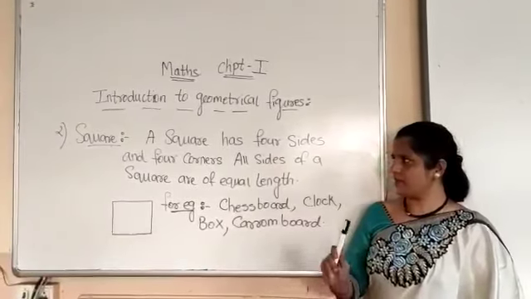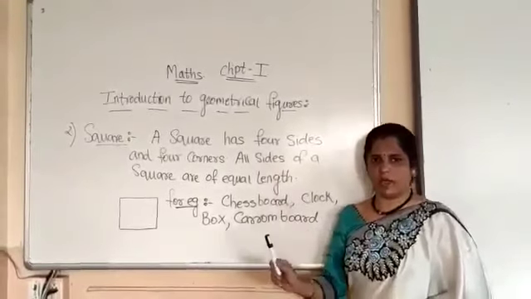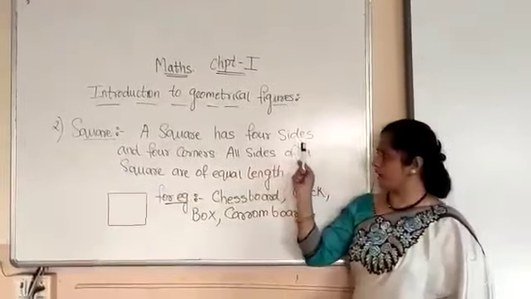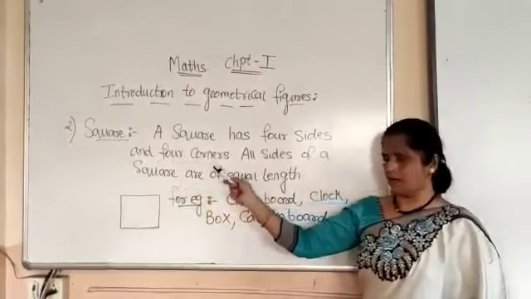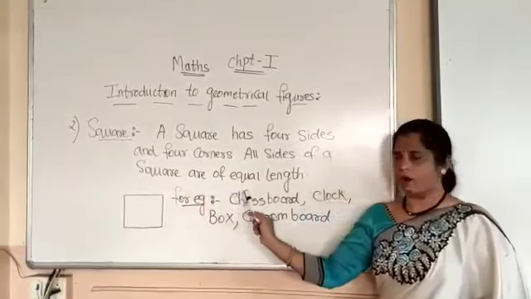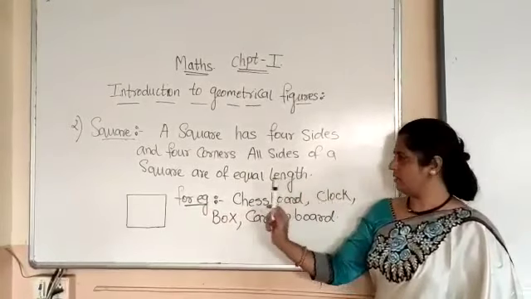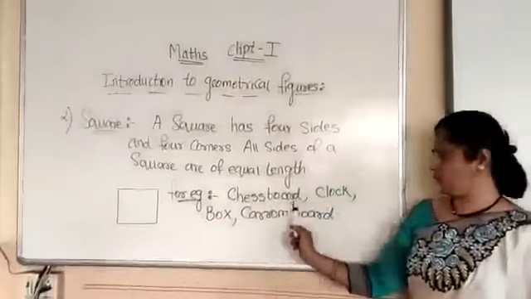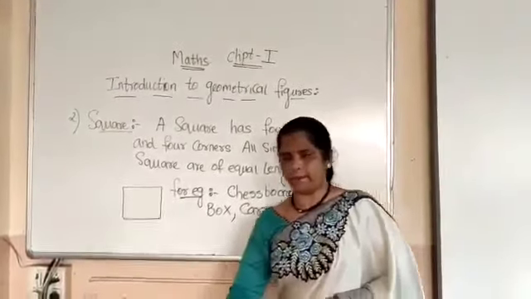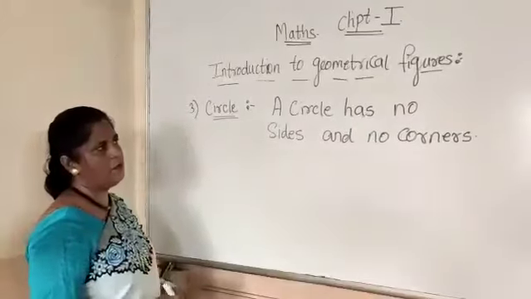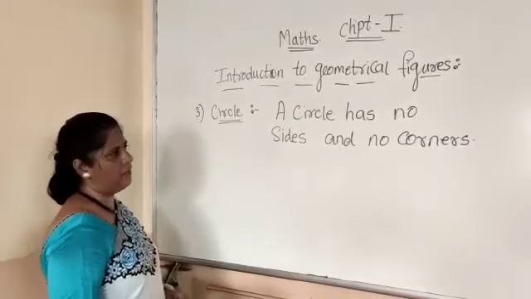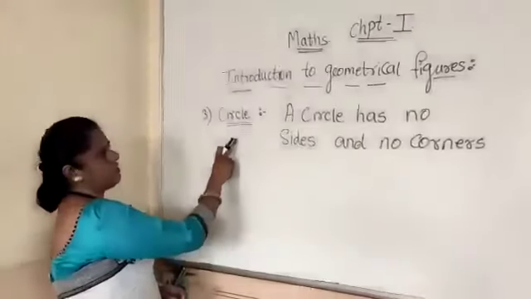Now see students, once again I am explaining you what is square. Square means a square has four sides and four corners. All sides of the square are of equal length. See, for example, chessboard, clock, box, carrom board, paper, handkerchief. Now let's move to next geometrical figure. Now next figure was circle.